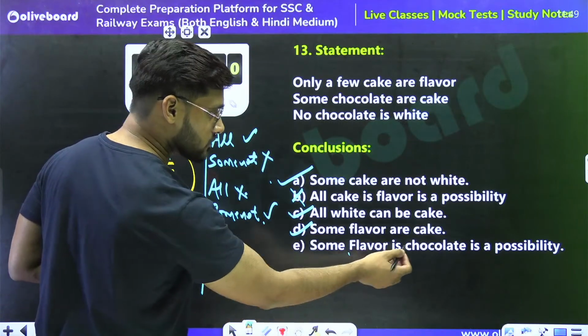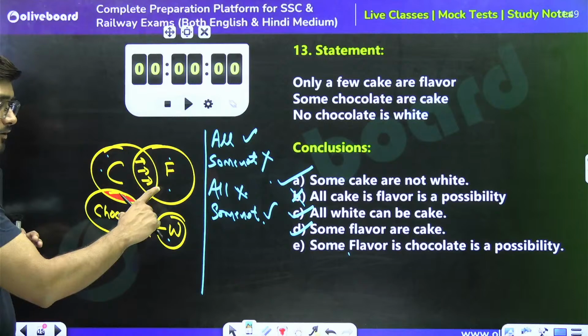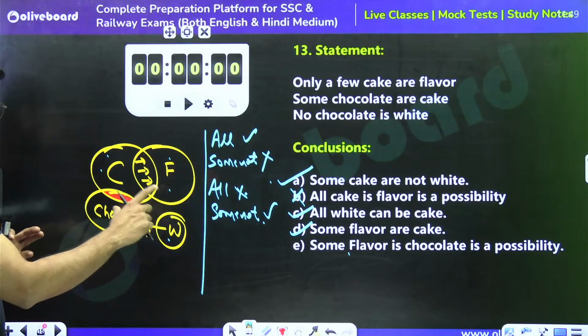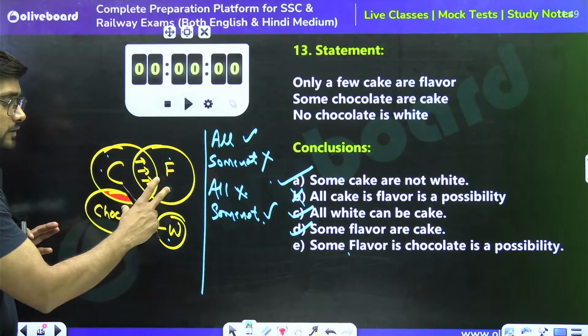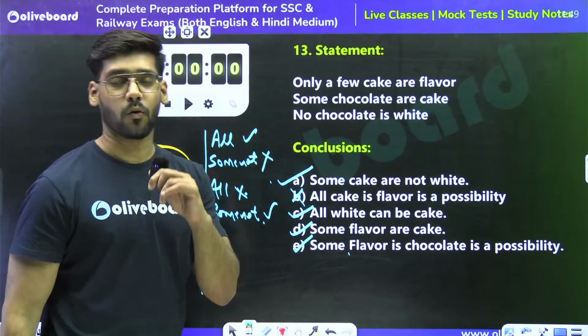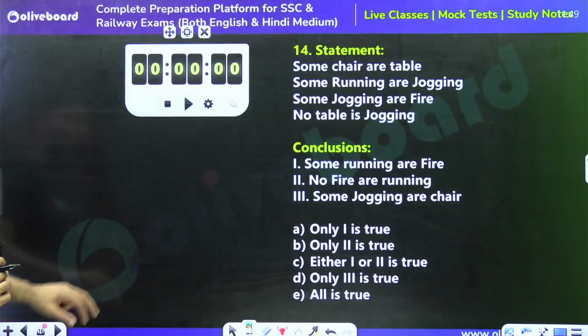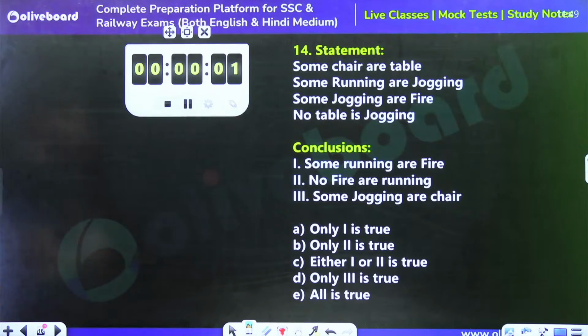Some flavor is chocolate is a possibility. Flavor and chocolate can make relation with themselves because there is nothing said between them. So they can make a possibility. So some flavor is chocolate is a possibility is also right. Only conclusion number 2 does not follow. Next, 14th question on our screen.